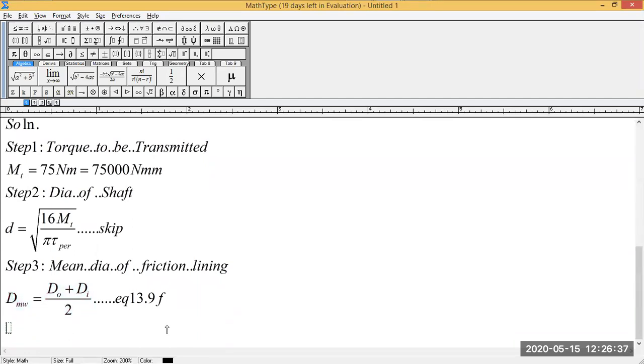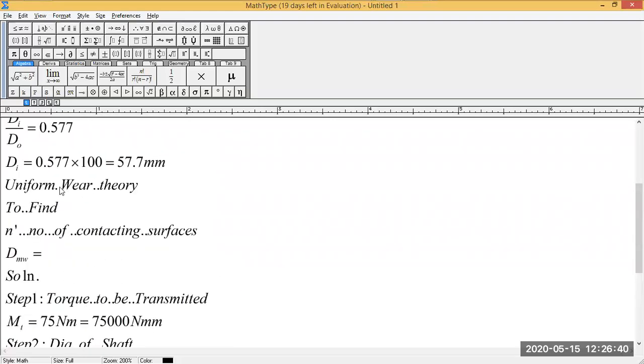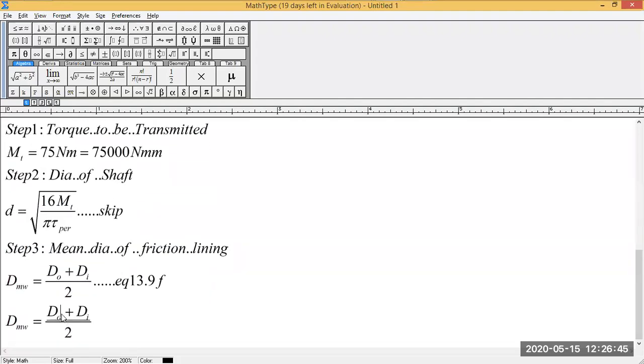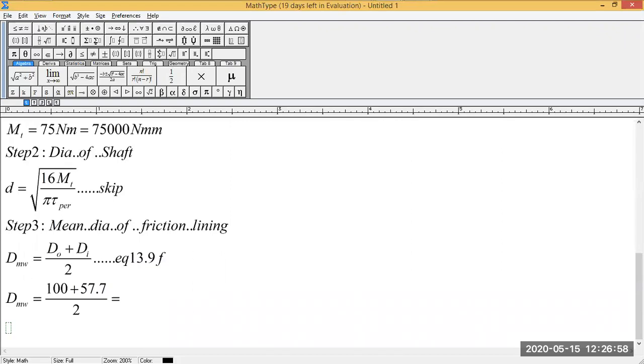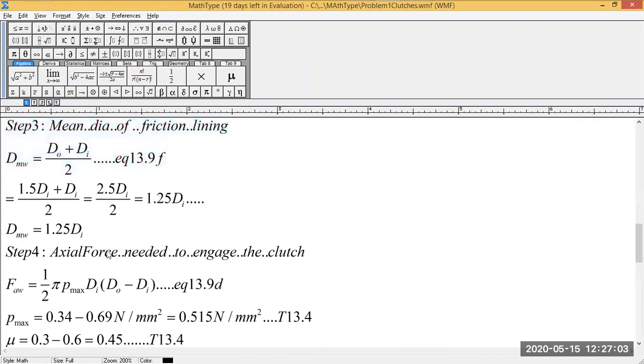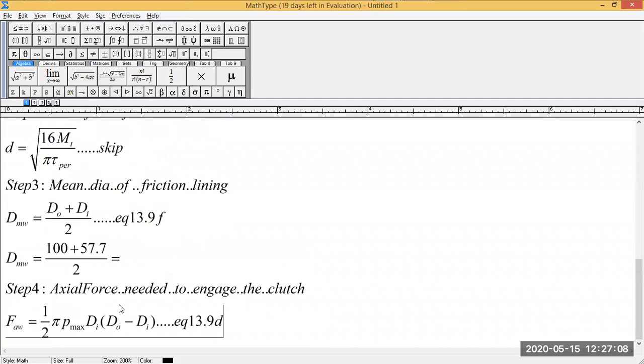So this is given in equation 13.9. Here d naught is 100 and di will be 57.7, so it is 100 plus 57.7 over 2. So this will give us the mean diameter, which is one key dimension, and the next is the axial force needed. We can copy this since it's the same wear theory, right?